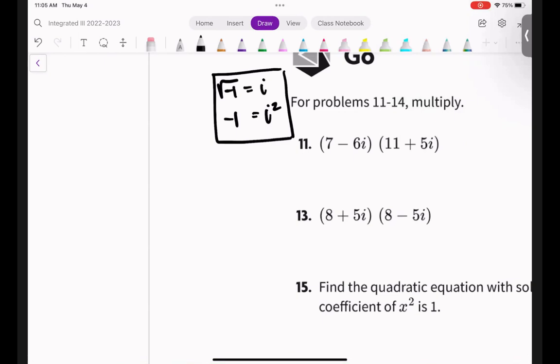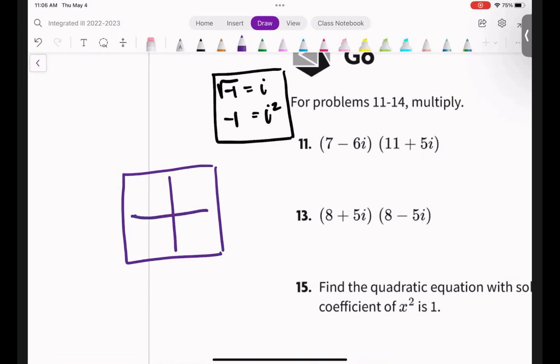So the first thing that I'm going to do is I'm going to use my box because that's my favorite method. So it's 7 minus 6i, and then we get 11 plus 5i. And then you just multiply how you've been multiplying since we started this. So that's 77, minus 66i, 35i. And then this is where it gets a little tricky, so pay attention.